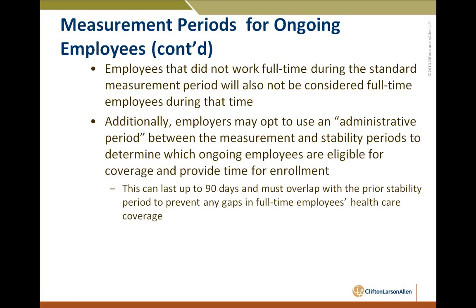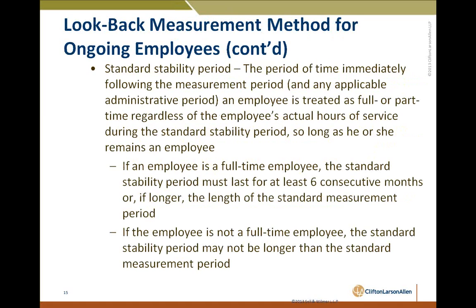And again, this administrative period is really optional. It's to help you have that overlap to get people enrolled and things like that. So again, the standard stability period is a period of time following the measurement period where an employee is treated as full-time, regardless of their hours during the stability period, and then you would cover them. Again, it has to be at least 6 months or the standard measurement period.